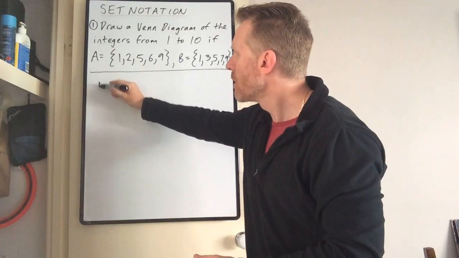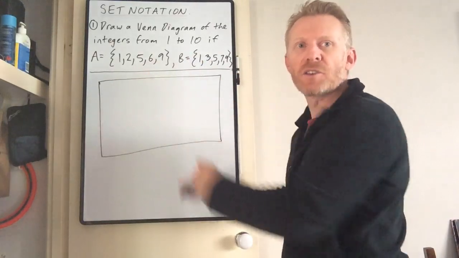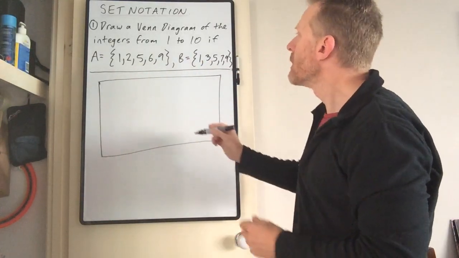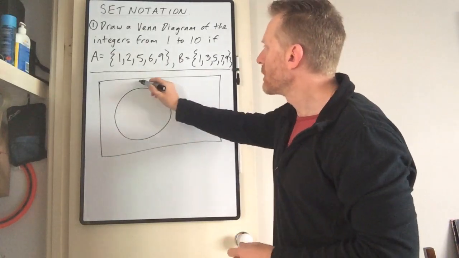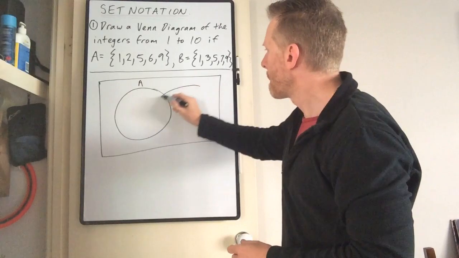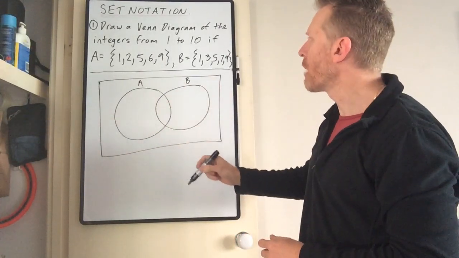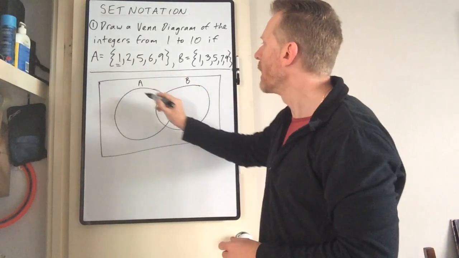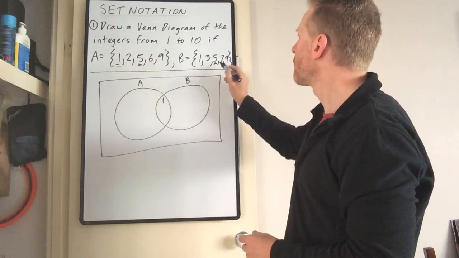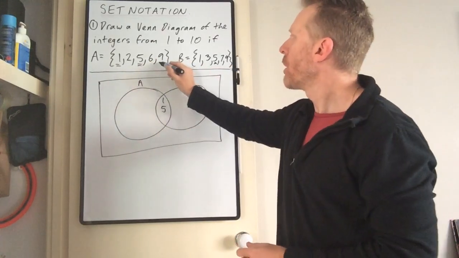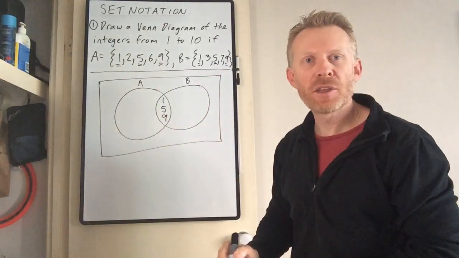So here's the answer. I draw a box. All of the numbers 1 to 10 are going to have to end up in that box. Now, set A. There it is. Set B. There it is. And I've intentionally put some overlap because I notice that 1 is in both sets. I notice that 5 is in both sets. And I notice that 9 is in both sets. So that has to go in the overlap.